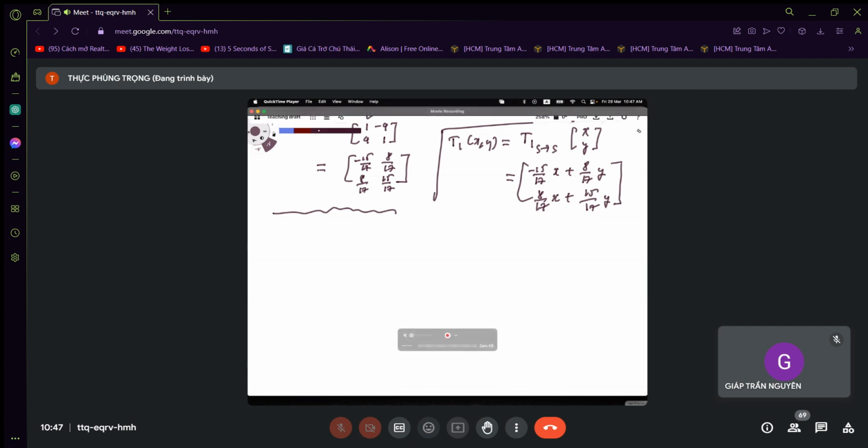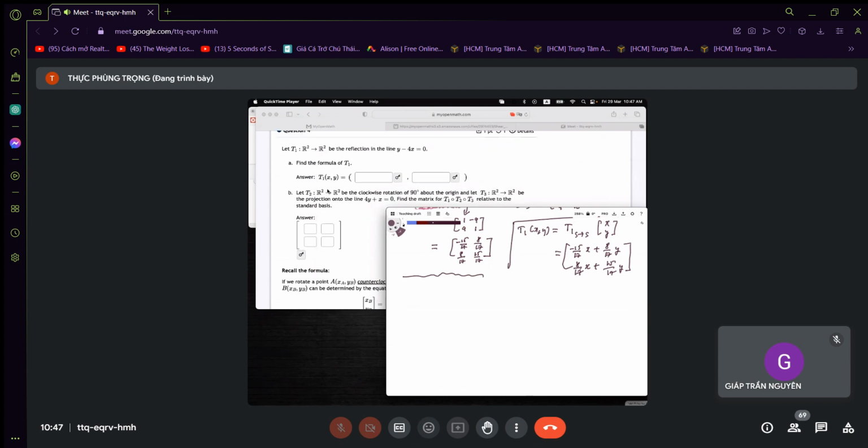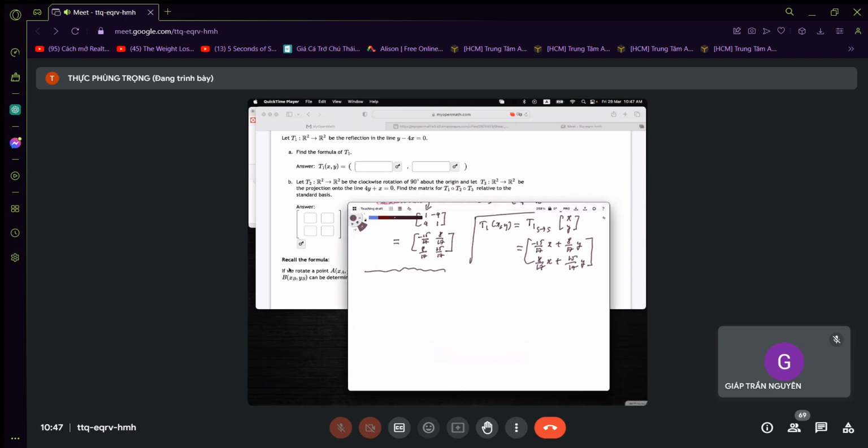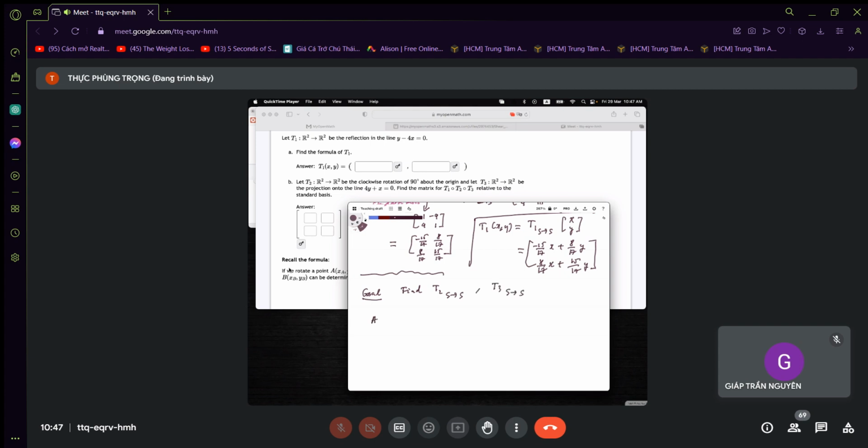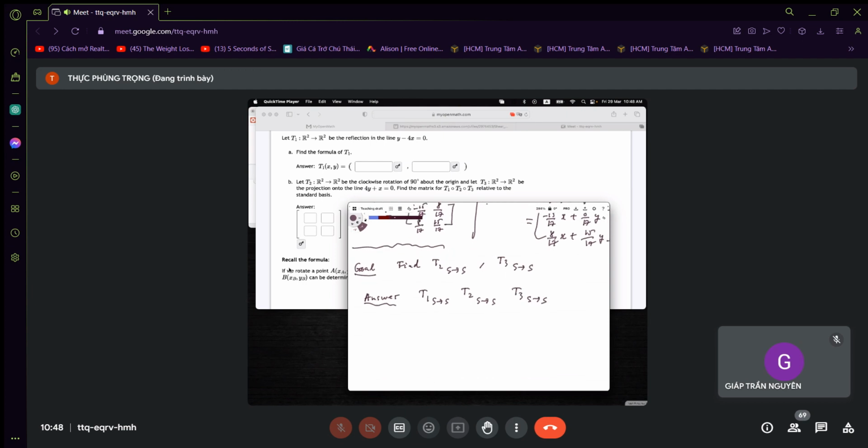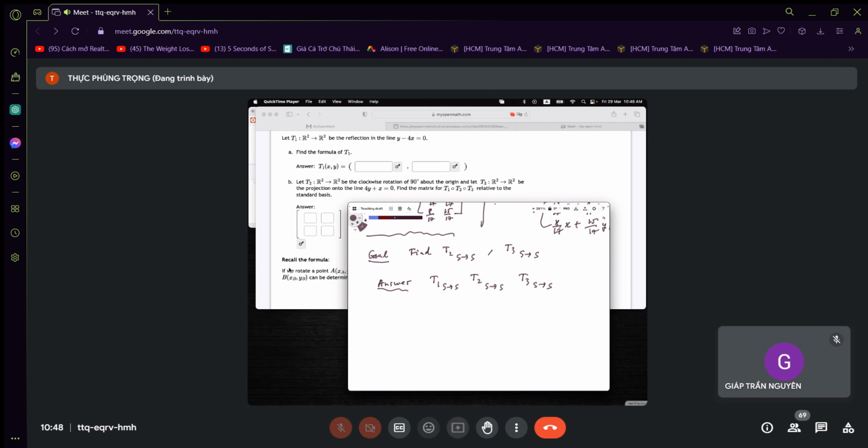Now let's see. So let's find T2 from S to S, and also T3 from S to S. And then the answer would be T1, T2, T3. Now let's find T1, T2.